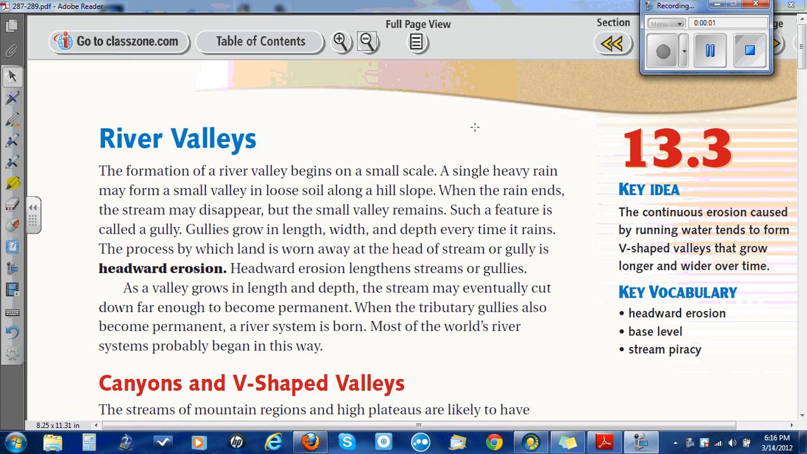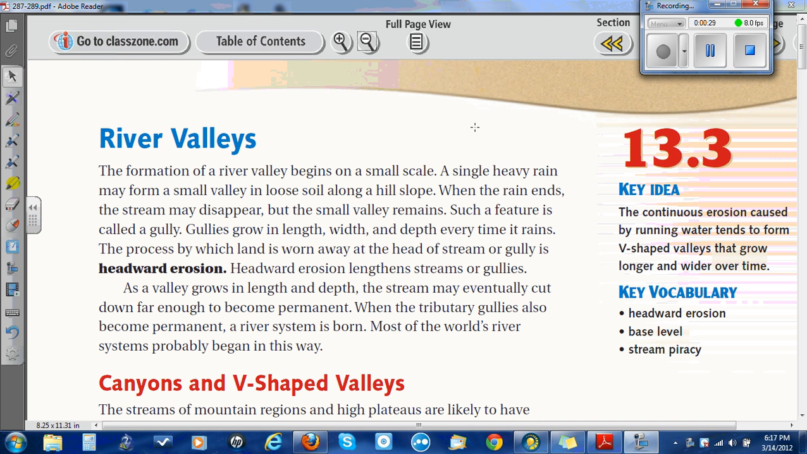Begin to read of chapter 13, section 3, river valleys. Formation of a river valley begins on a small scale. A single heavy rain may form a small valley and loose soil along a hill slope. When the rain ends, the stream may disappear, but the small valley remains. Such a feature is called a gully.